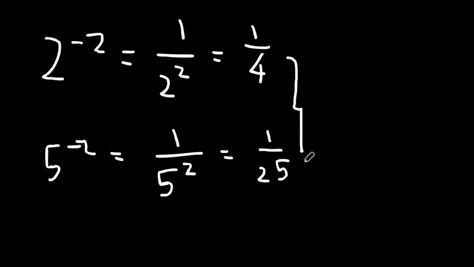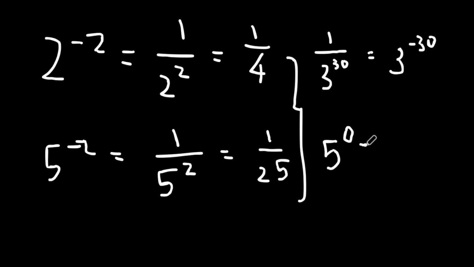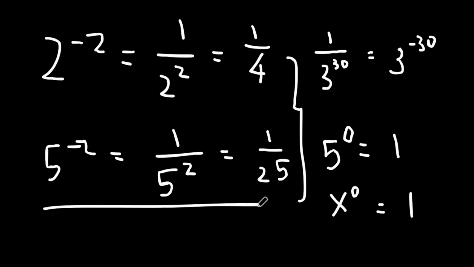And it applies to really any number. So it can even be 1 over 3 to the power of 30. That's the same as 3 to the power of negative 30. One interesting thing is to the power of 0. Any number to the power of 0 gives us 1. And similarly, x to the power of negative of any number gives us 1 over x to the power of that number.